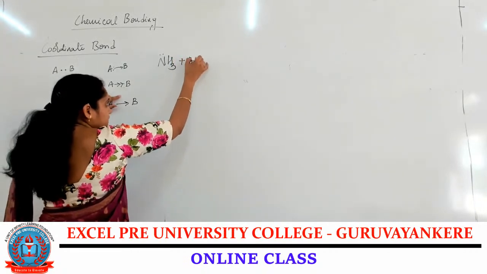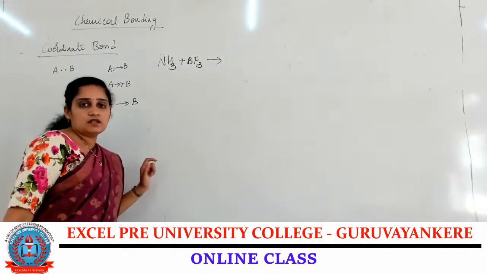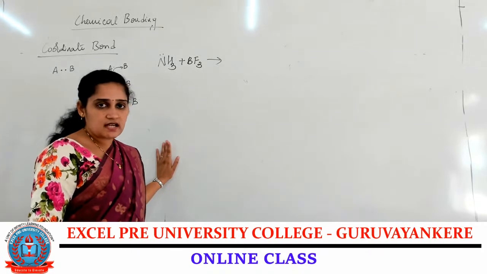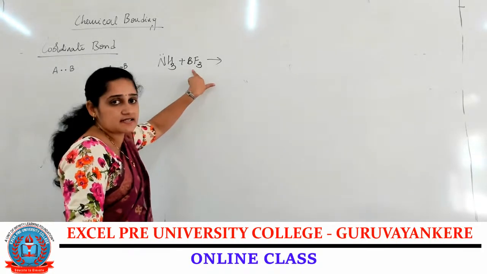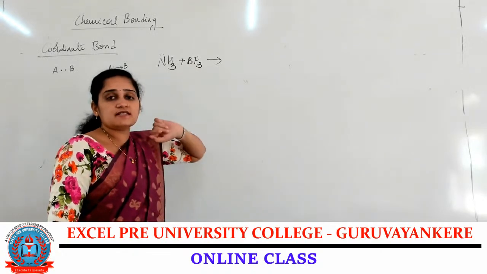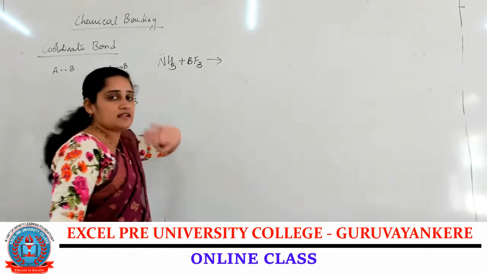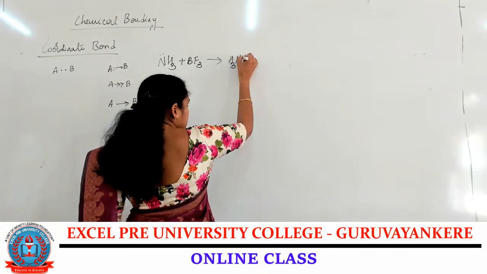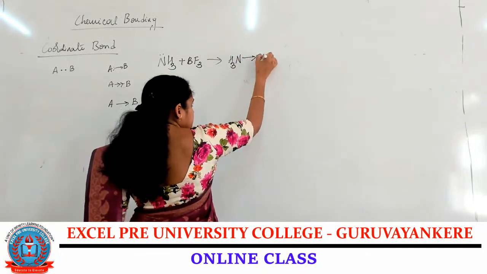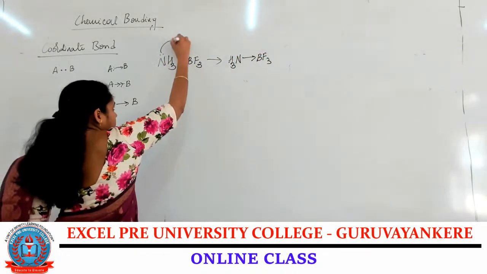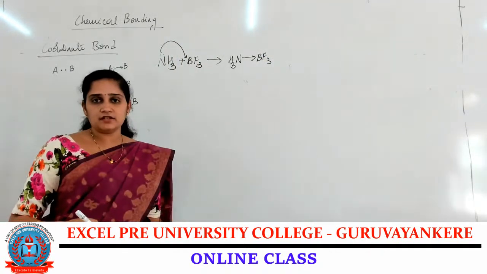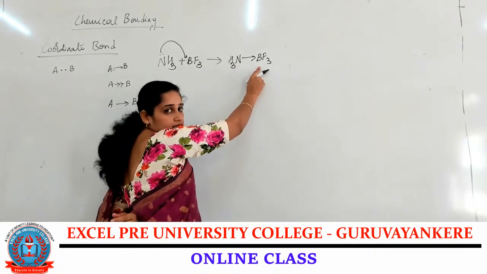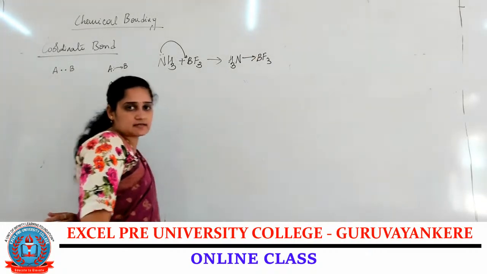NH3 plus BF3. This reaction you have studied in the p-block elements. Why is ammonia acting as a Lewis base? Why is BF3 acting as a Lewis acid? Because the BF3 molecule is the electron deficient center, and NH3 is the electron rich center. So during the formation of the bond between the nitrogen and BF3, the lone pair of electrons is given to the BF3. So you have to write the bond, because nitrogen is donating the electrons to the boron atom, with the arrow mark like this.